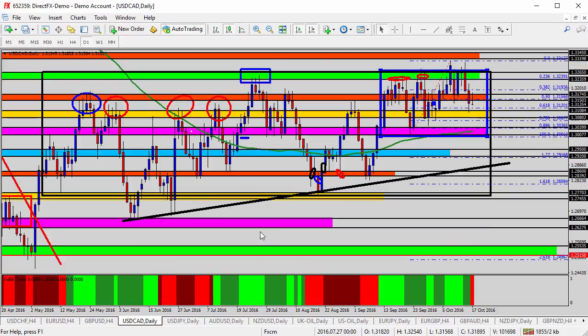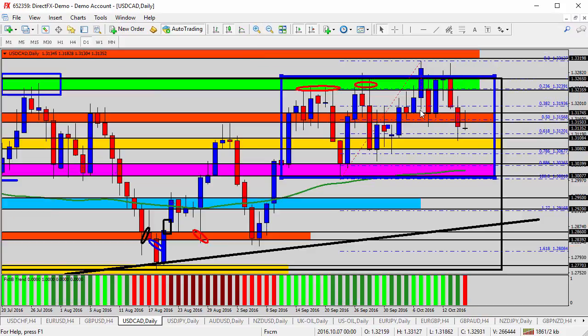Take it over to the USDCAD. Had a little bit of a difficult time with this one last week. The market was back and forth, a little bit volatile. Look at last week up here, top right-hand corner of the chart. Let's zoom it in one time. Take a look at this.